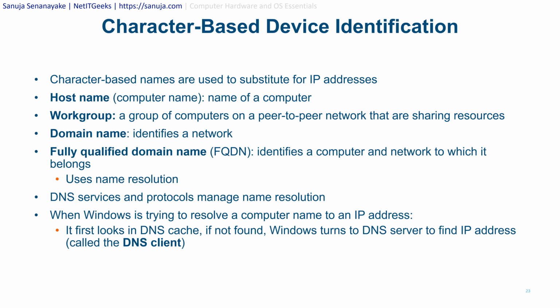Character-based device identification. Character-based names are used to substitute for IP addresses. So they include things like host name, which is the computer name or the name of the computer. You can call it either way.